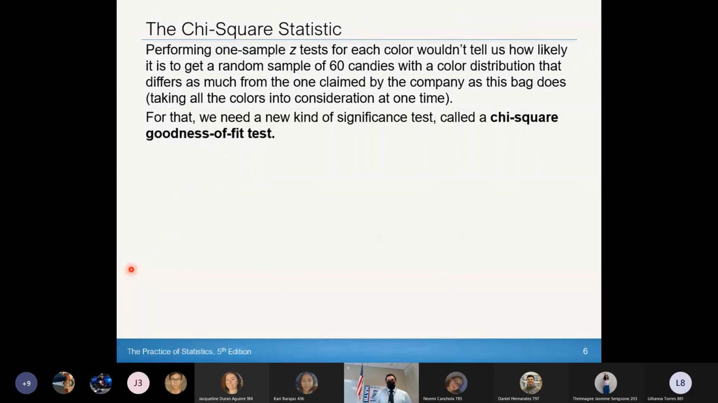So performing one sample z-tests for each color wouldn't tell us how likely it is to get a random sample of 60 candies with a color distribution that differs as much from the one claimed by the company as this bag does, taking all of the colors into consideration at one time. For that, we need a new kind of significance test called the chi-square goodness of fit. How well does our sample fit the proposed proportions?